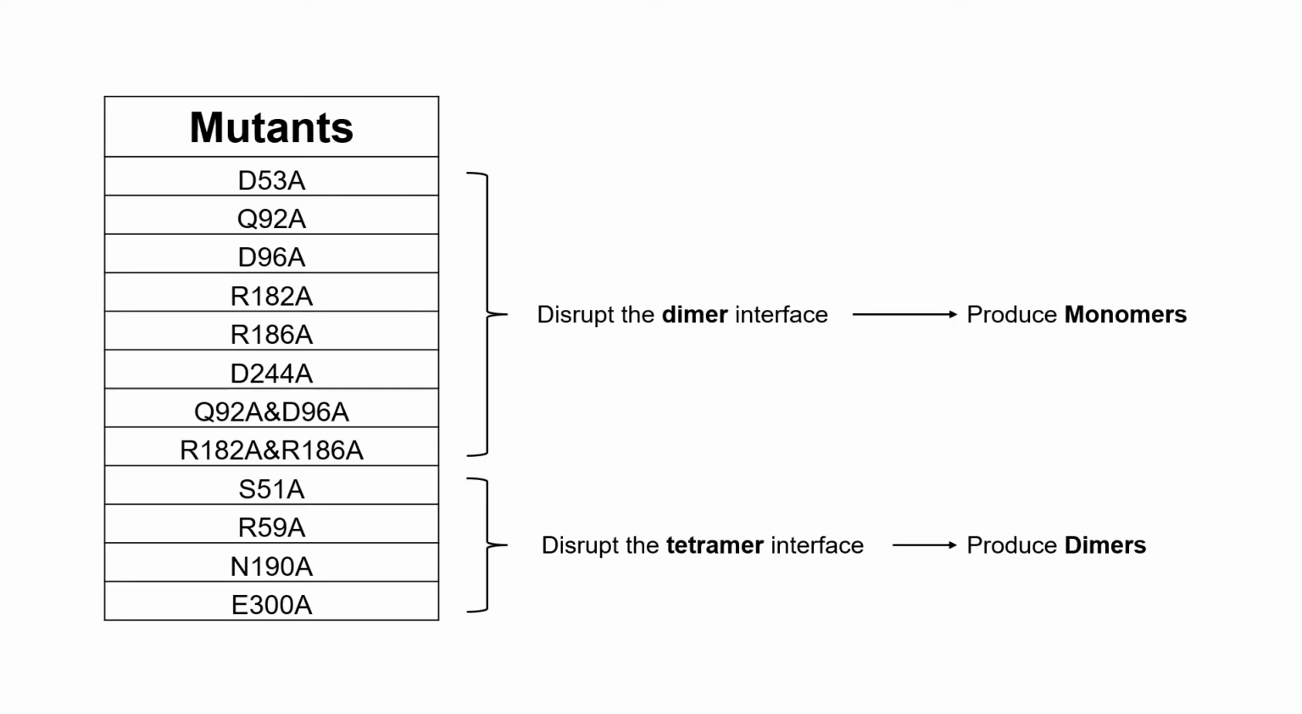The next step is to mutate the amino acids found to interact in the dimer interface and the octamer interface to alanine, which is a small nonpolar amino acid that is incapable of forming strong intermolecular interactions. These mutants were purified and checked for their oligomeric state in solution to confirm if these identified residues were indeed important for overall oligomerization. 8 mutants were introduced that were aimed to produce monomers, and the other 4 mutants introduced were aimed to produce dimers. Double mutants were also included to ensure the complete disruption of the interface.